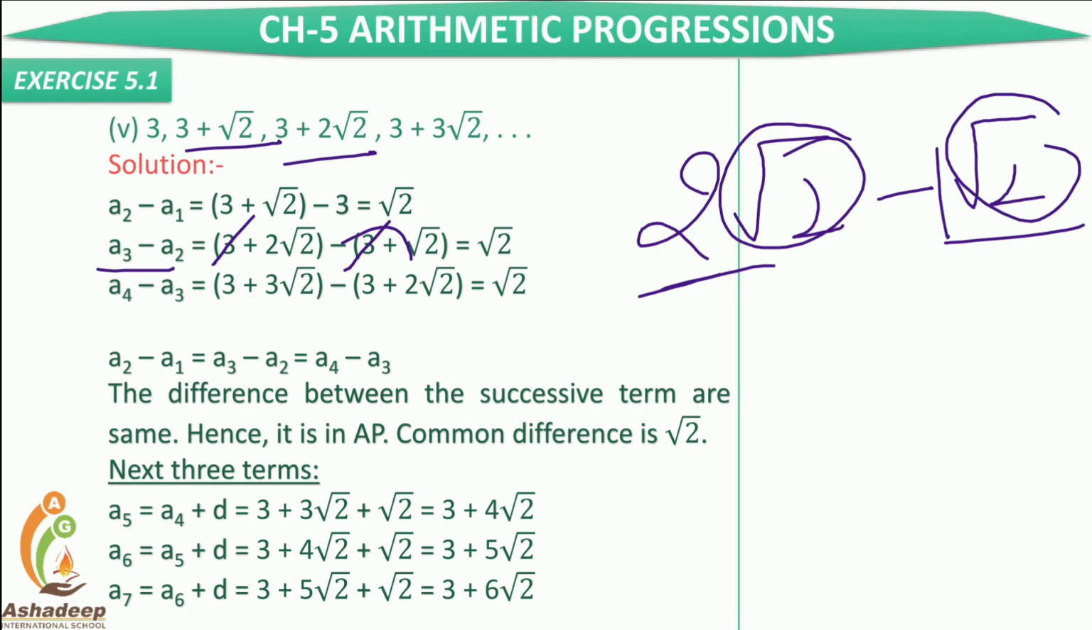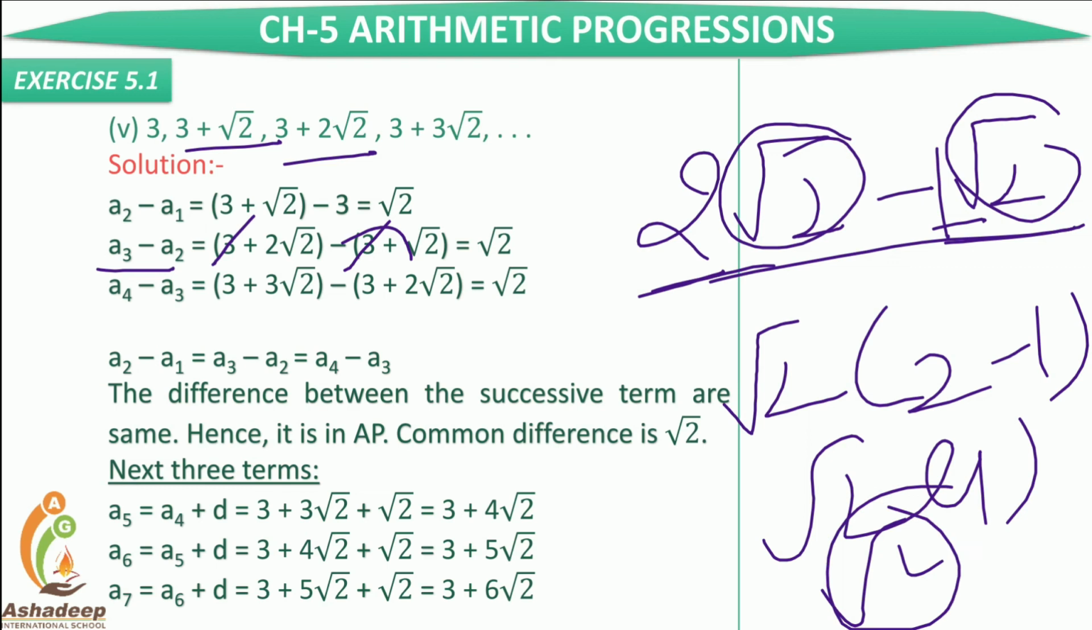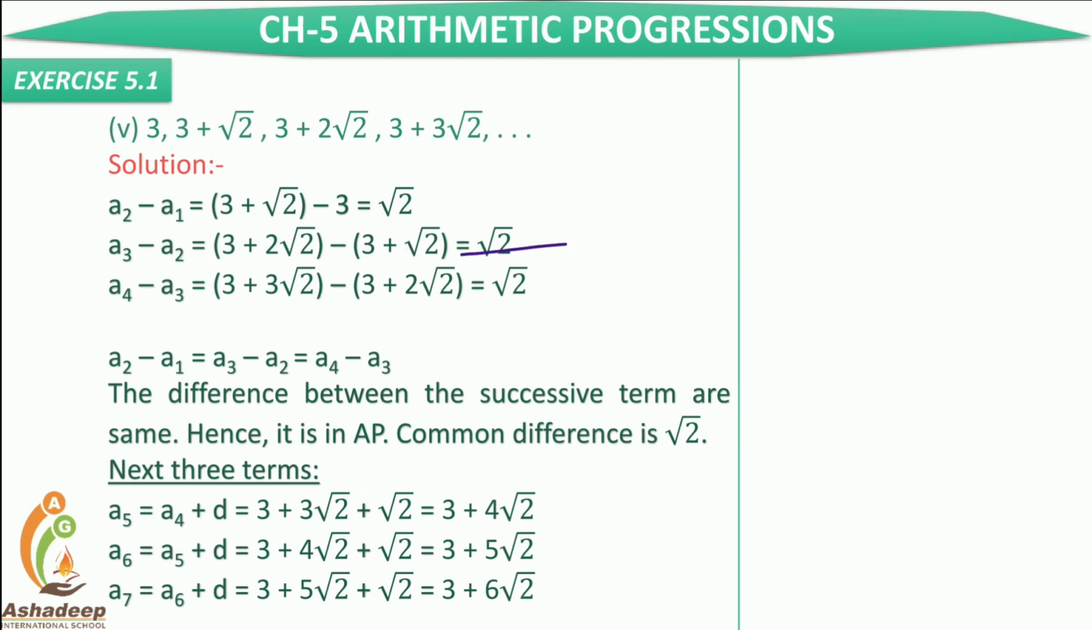Root 2 is how many times? 1 times. From 2 times, 1 time is removed, it becomes root 2. If you don't know, see one more thing. Take out root 2 common. So root 2 is common, so it is nothing but 2 minus 1. So root 2 into 1. So the answer is root 2.